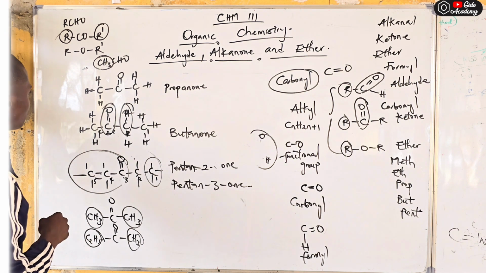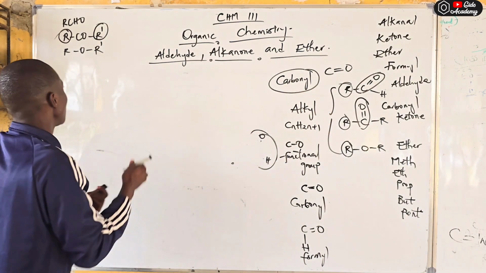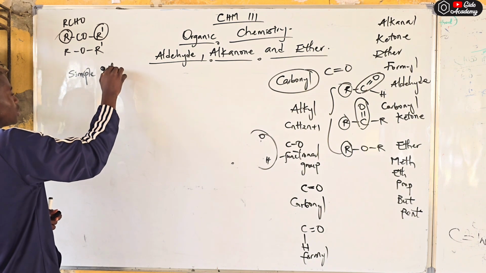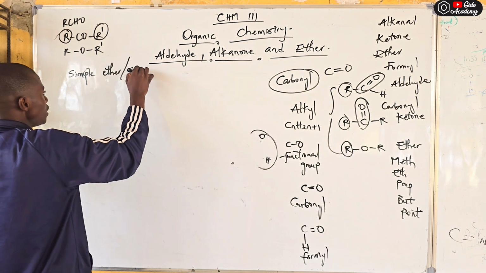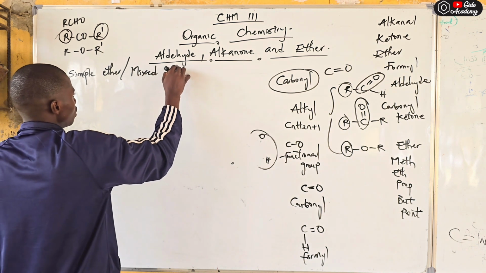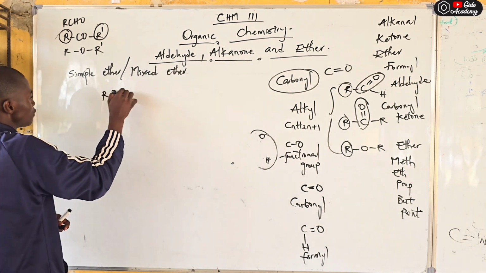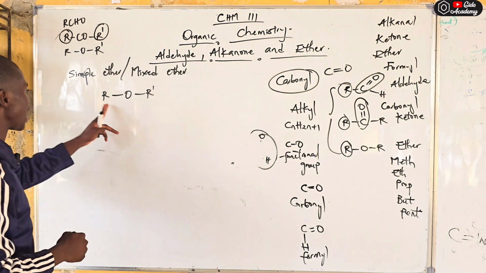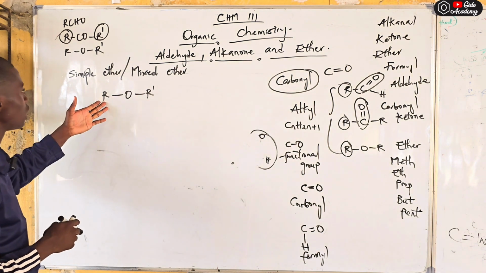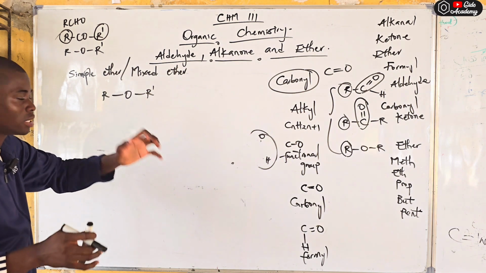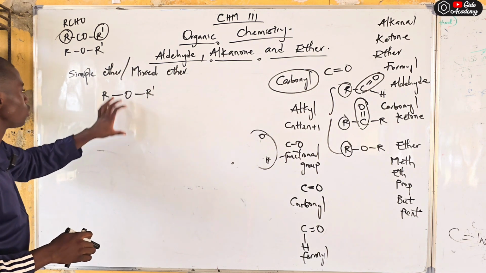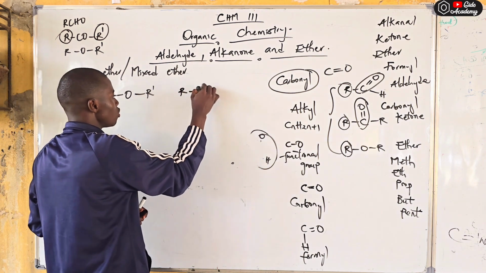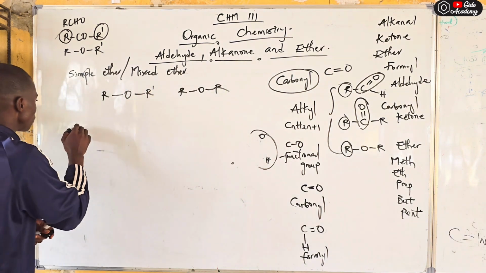What about for ether? There are two kinds of ether. We have a simple ether, and we have a mixed ether. Like what I said earlier, the functional group for ether is ROR, and it can be prime. So if the two alkyl groups are the same, it's called a simple ether. But if the two alkyl groups are different, it is called a mixed ether. So for this structure you are seeing here, this is a mixed ether. But for this structure you are seeing here, this is a simple ether.